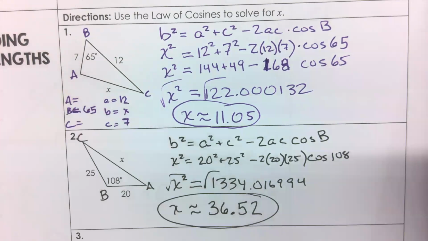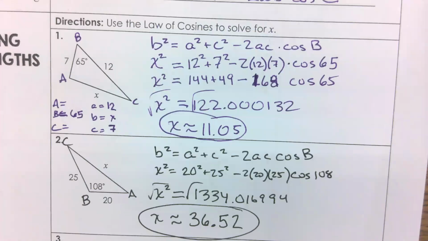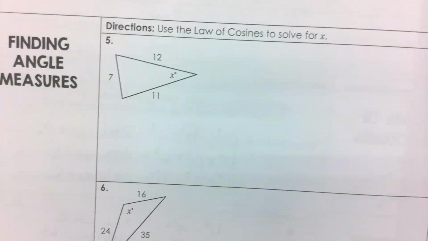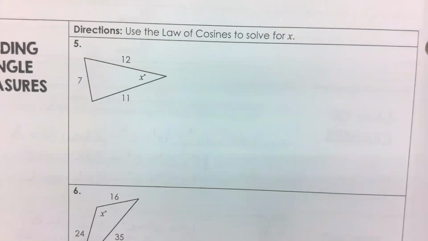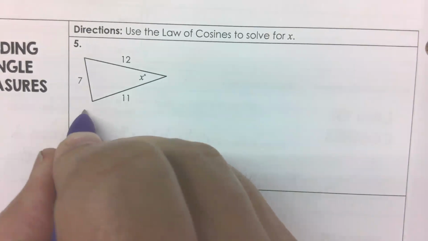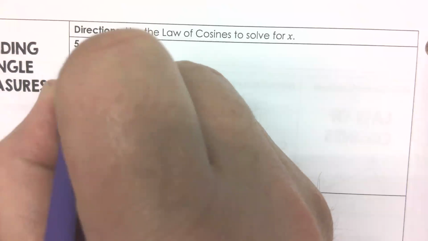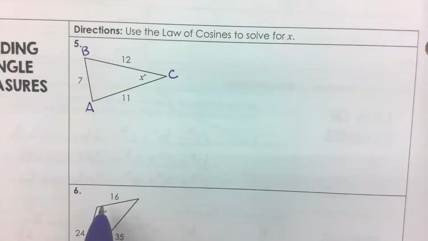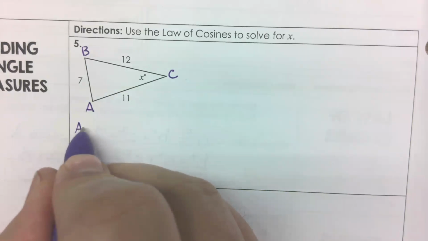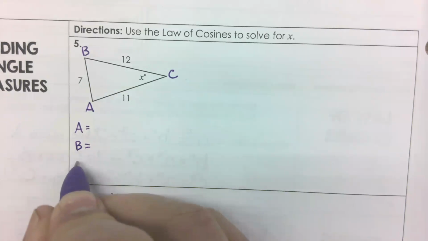Okay. Last piece of instruction for today. Flip this document over. Backside of law of cosines. And let's label it again. A, B, C. Identify the values you've got.